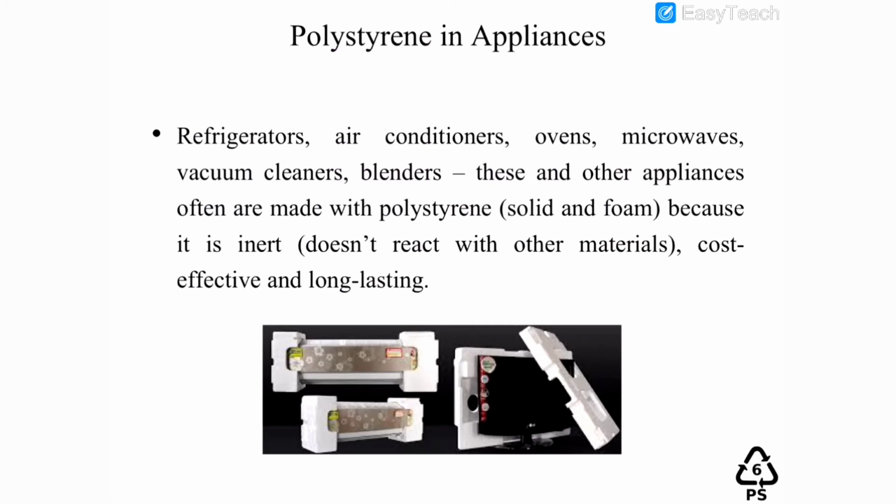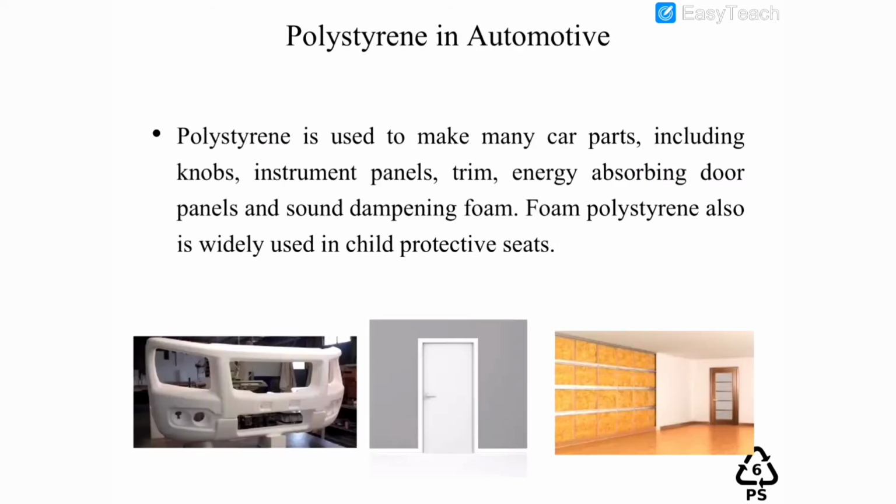Our next point is the applications of polystyrene. The first application is polystyrene in appliances, that is refrigerators, air conditioners, ovens, microwaves, vacuum cleaners, blenders. These and other appliances often are made with polystyrene because it is inert, does not react with other material, cost effective and long lasting.